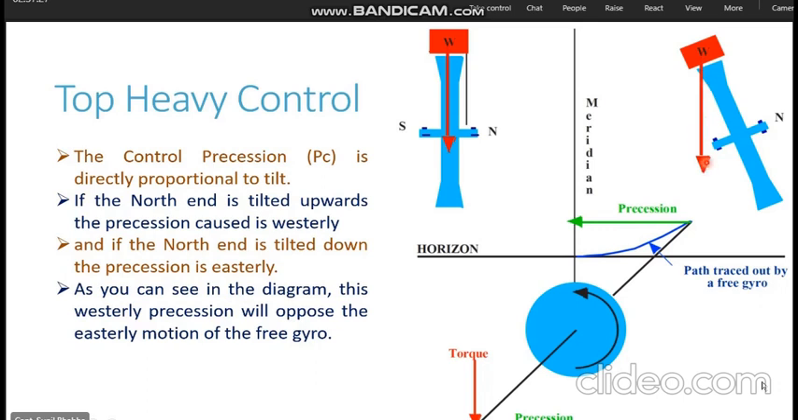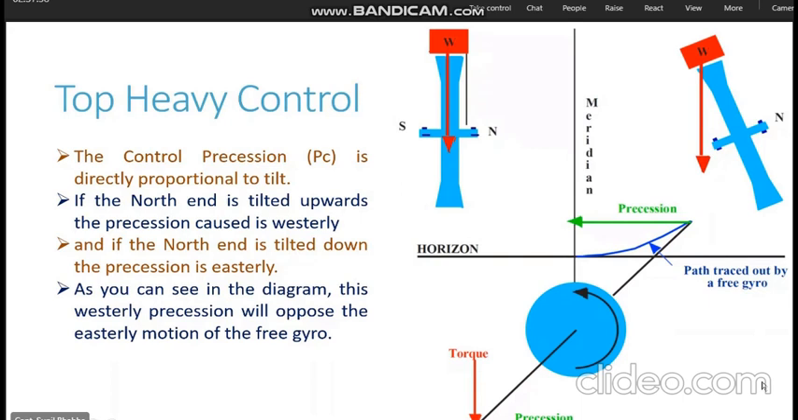And because of this control precession, you see, as soon as the spin axis is tilted, the weight is no more directly above the COG of the rotor. It tries to push the south end downwards. You can have a look here. The red arrow represents the torque affecting the south end of the spin axis. And since it is moving anti-clockwise, it generates an easterly precession of the south end of the spin axis.